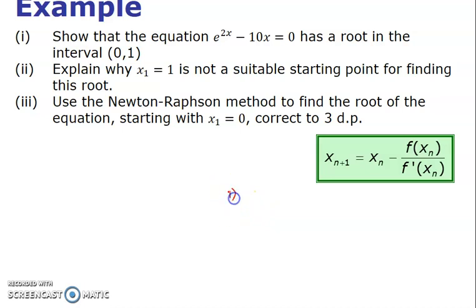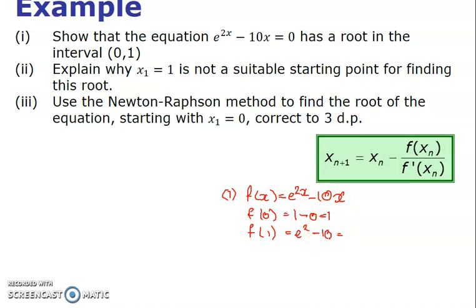Part 1 says, show there's a root in the interval between 0 and 1 for the equation e to the 2x minus 10x equals 0. Because it's equal to 0, I can just say that's my function. I'm going to use the two points, 0 and 1. If I put 0 in, e to the 0 is 1, minus 10 nought is 0, so f of 0 equals 1, which is not a problem at all. f of 1 becomes e to the 2, which is not an obvious number, minus 10 times 1, so minus 10.